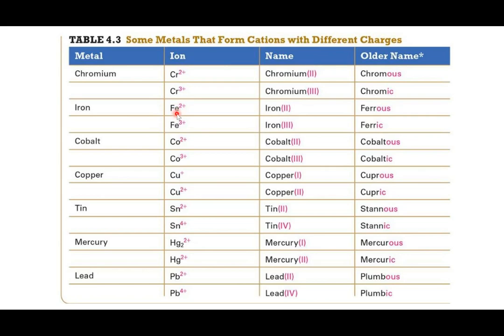So for example, here, if I'm talking about this iron with a +2 charge, I would use the Roman numeral 2 to tell the viewer, hey, by the way, talking about the one with a +2 charge. If I want to talk about the iron with a +3 charge, I use the Roman numeral 3, again saying, hey, by the way, this iron has a +3 charge.